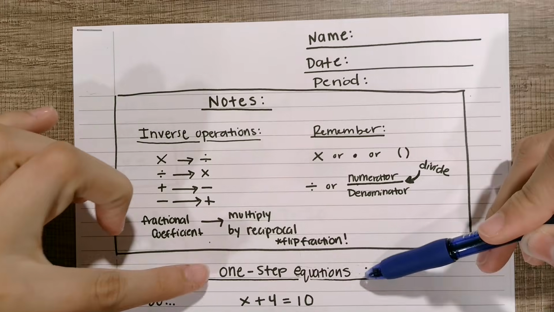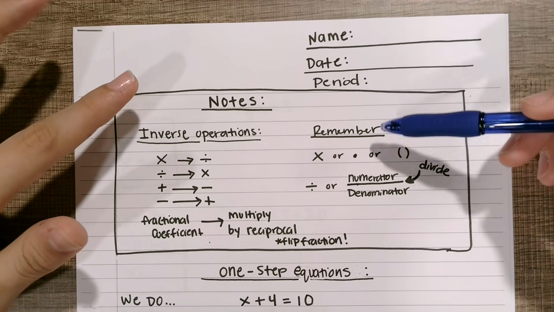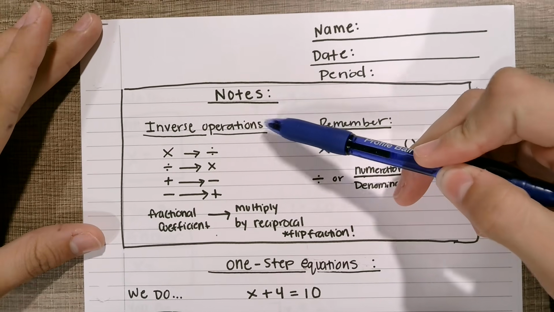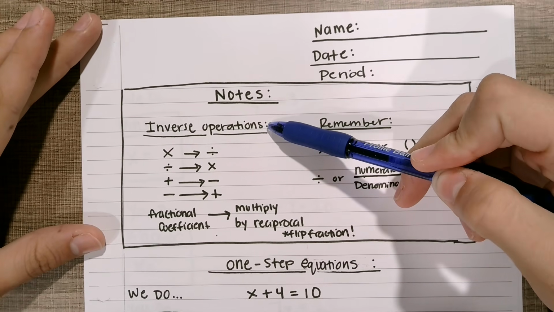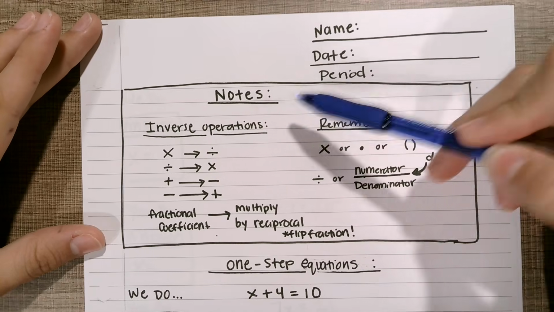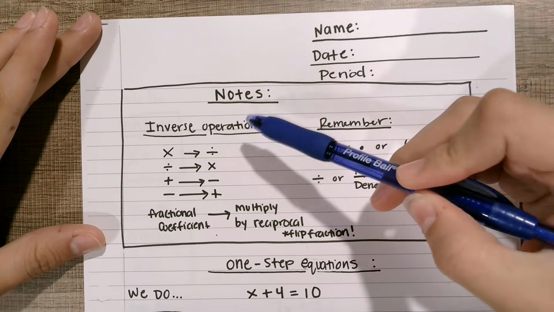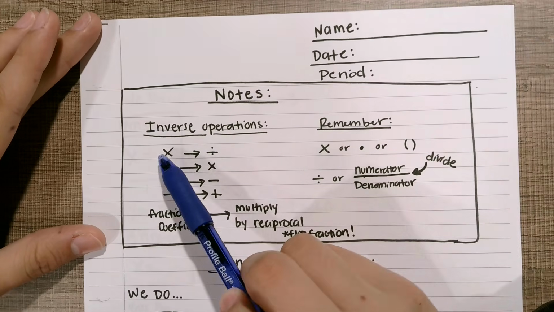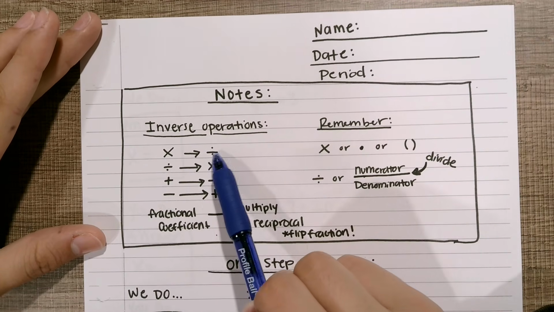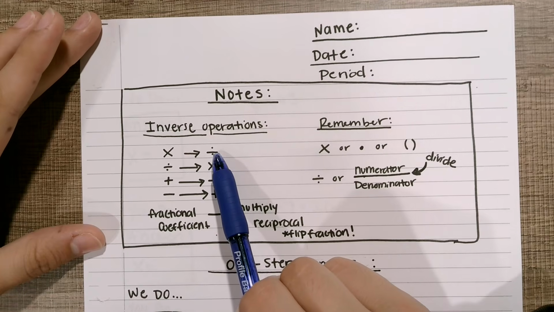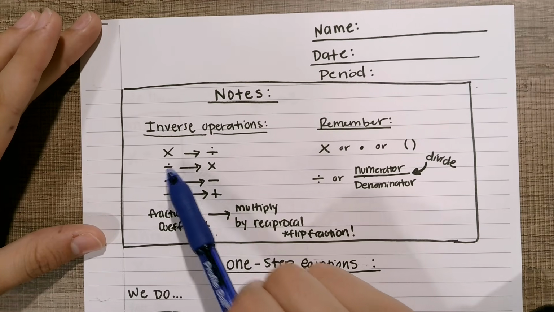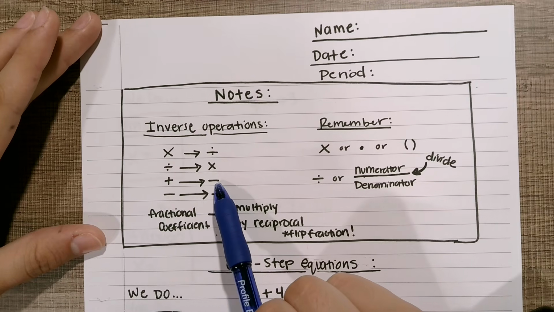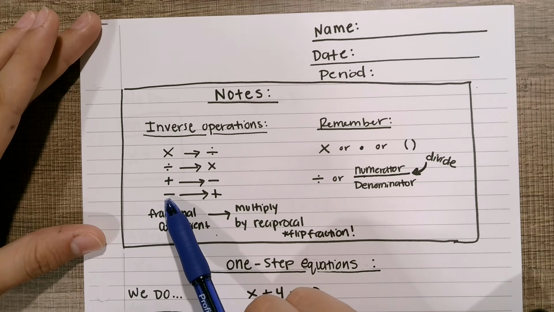So we're going to be talking about one-step equations first, and here are just some notes that are going to be important. Inverse operations. This is something I have said a lot. Inverse operations are the opposite operations, or the operation that we can use to undo another operation. So the inverse operation for multiplication is division, which means that the inverse operation of division is multiplication, the inverse operation of addition is subtraction, and the inverse operation of subtraction is addition.